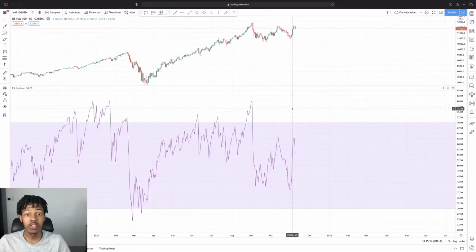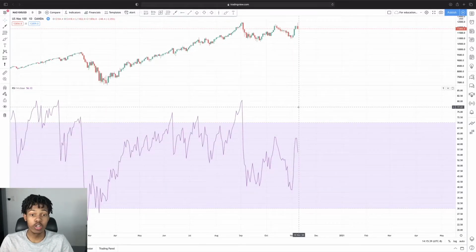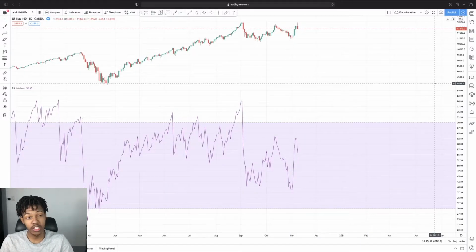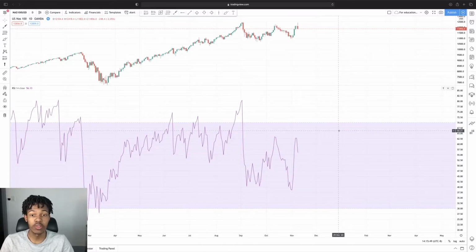So there are two elements of the RSI, overbought and oversold. The way this works is that when price is above 70 on the RSI, which is right here, price is overbought. And down here, when it's below 30, price is oversold. And the way that we use this is to generate signals for us to either buy and sell.